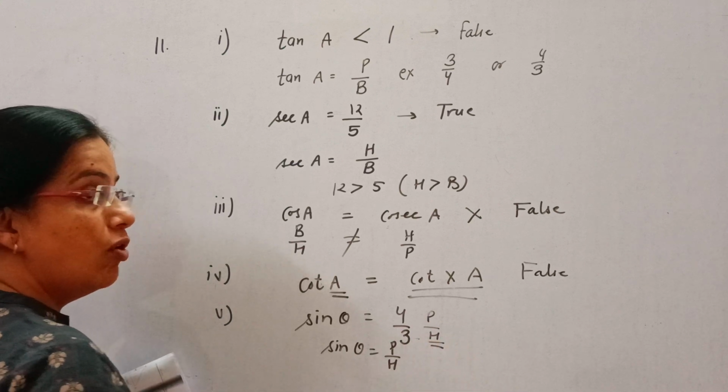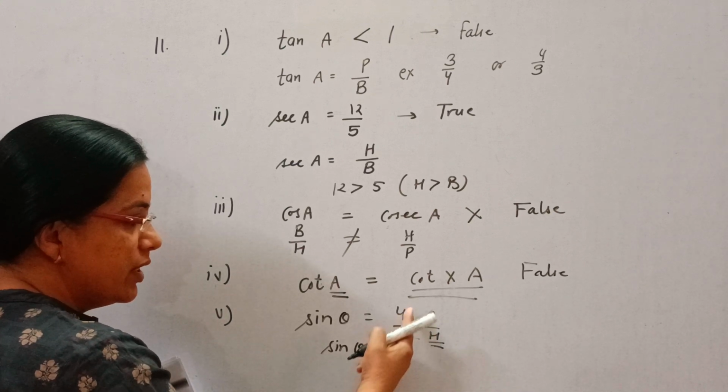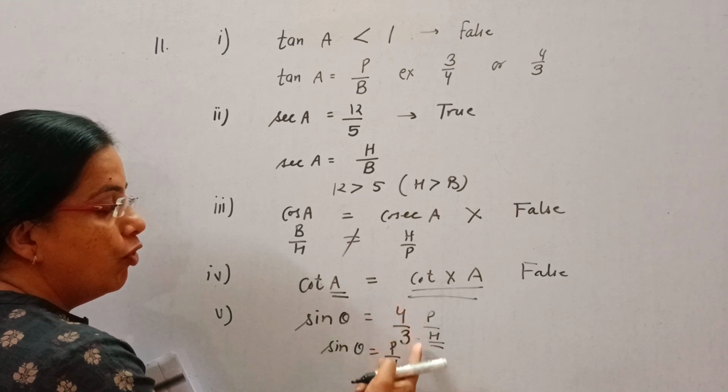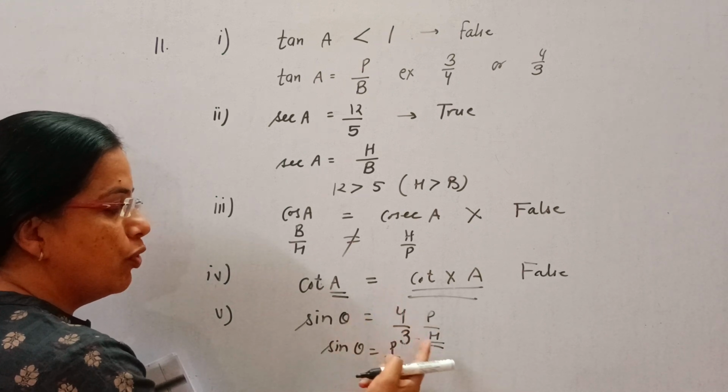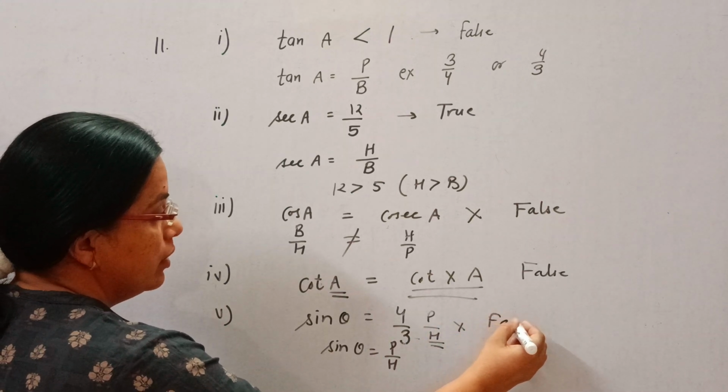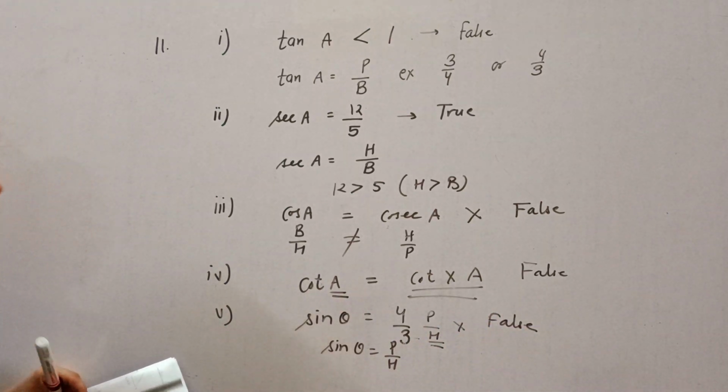And we know hypotenuse is the longest side. So this hypotenuse cannot be less than perpendicular. But here it is given 4 by 3. That is, perpendicular is 4, hypotenuse is 3. So this is not possible. This statement is false.